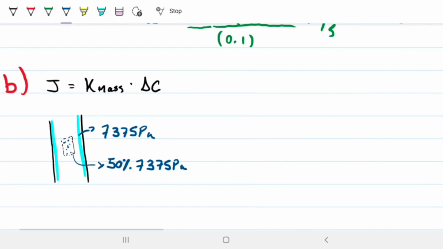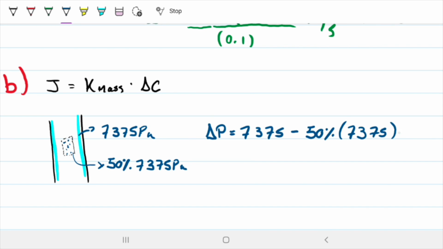Okay, so my delta C is given actually in the form of a pressure gradient. But we know we can translate the pressure gradient into a concentration gradient, right? What is the pressure gradient? Well, on one side I have 7,000 pascals, on the other side I have 50% of that 7,000 pascals. So I can just divide by 2 and I'm going to get a number. And my delta P, my pressure gradient for this case, is 3,687.5.